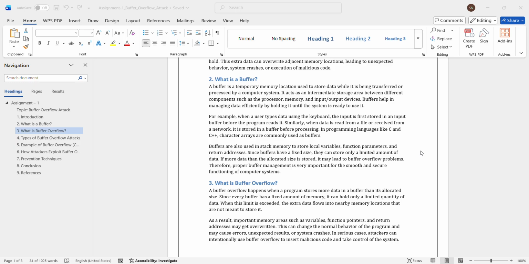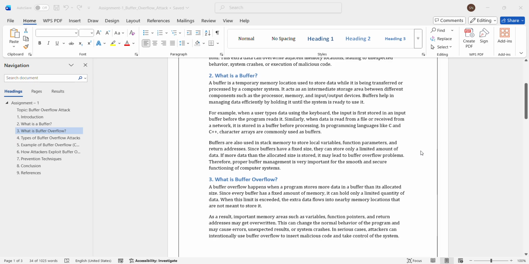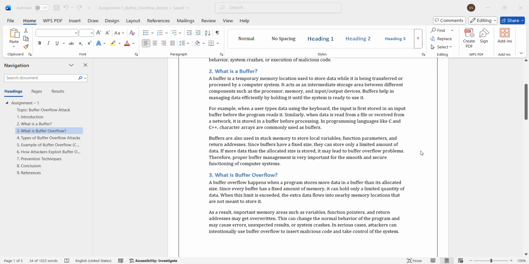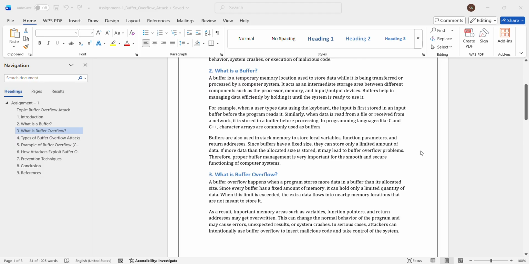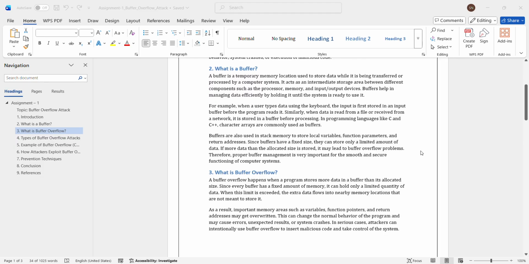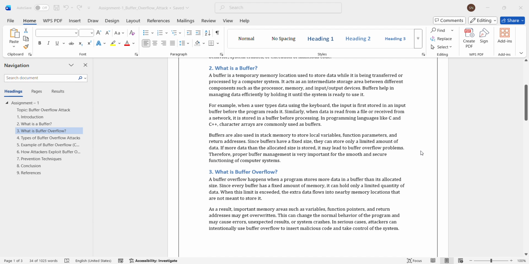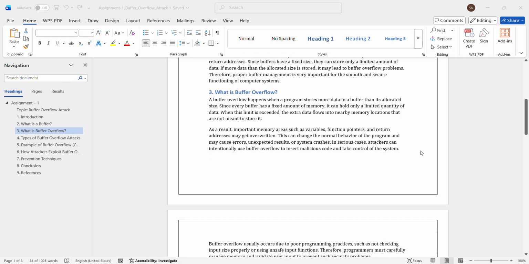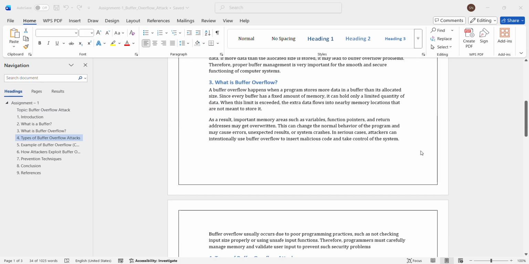How attackers exploit buffer overflow. Attackers exploit buffer overflow vulnerabilities by deliberately providing very large or specially crafted input data to a program. This excess input exceeds the buffer's storage capacity and overflows into nearby memory locations. As a result, important memory areas such as variables, function pointers, and return addresses may be overwritten. By modifying these memory locations, attackers can change the normal flow of program execution. They may insert malicious code, redirect the program to execute harmful instructions, or gain unauthorized access to system resources. In many cases, attackers use this technique to steal sensitive information, install malware, or take full control of the affected system.